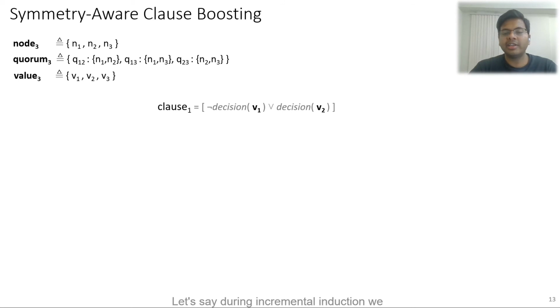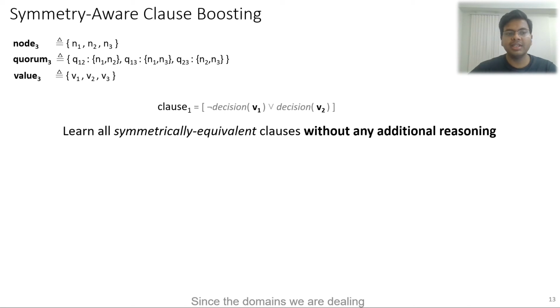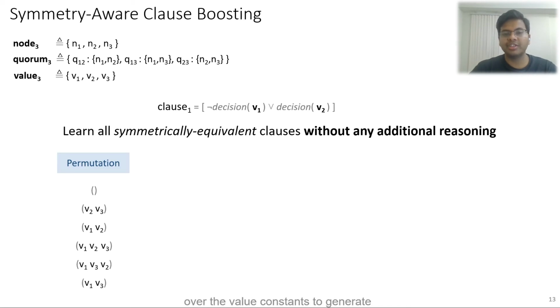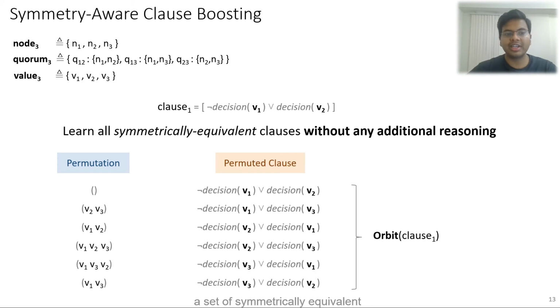Let's say during incremental induction we encounter a clause like clause 1 here. This clause has 2 value constants, v1 and v2. Since the domains we are dealing with are symmetric, we can apply all the permutations to this clause and learn all the symmetrically equivalent clauses. That is, we can apply the 6 permutations over the value constants to generate a set of symmetrically equivalent clauses referred to as the clause orbit, and therefore learn all of these symmetrically equivalent clauses together instead of learning a single clause, that too without any additional solver reasoning.